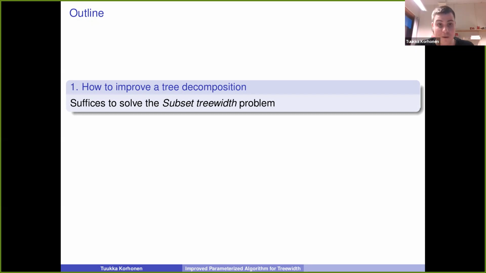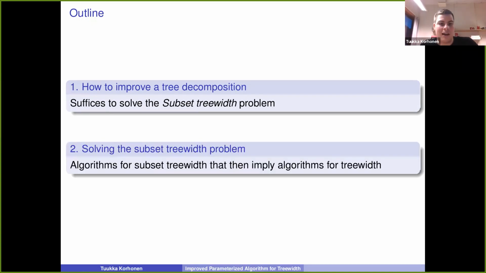In the first part we show that to compute treewidth, or to compute an optimal tree decomposition, it's sufficient to solve a problem that we call subset treewidth. This subset treewidth is a new problem that we invented for the sake of this paper and for the sake of computing treewidth. So we show that computing treewidth reduces to solving this subset treewidth problem, and maybe somewhat miraculously, we can solve this subset treewidth problem a bit faster than we could do treewidth before. So the second part is then actually solving this subset treewidth problem.